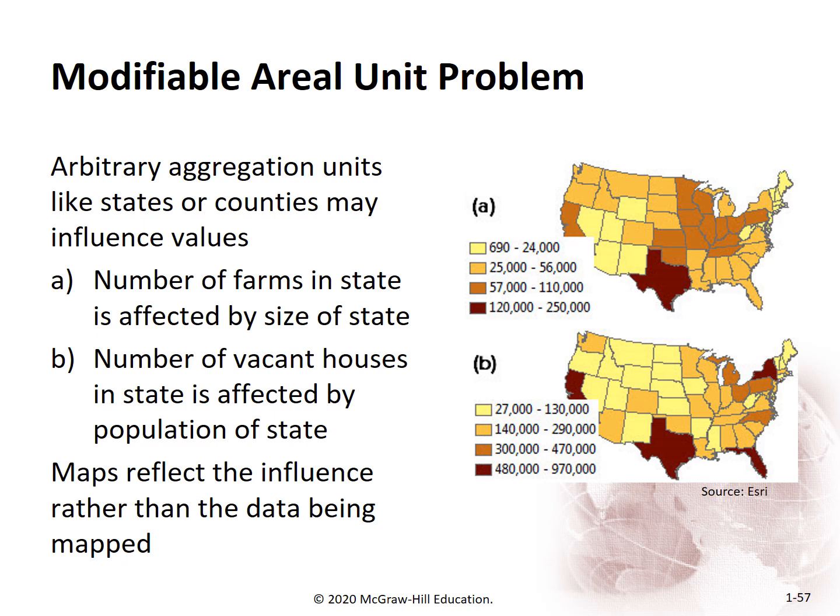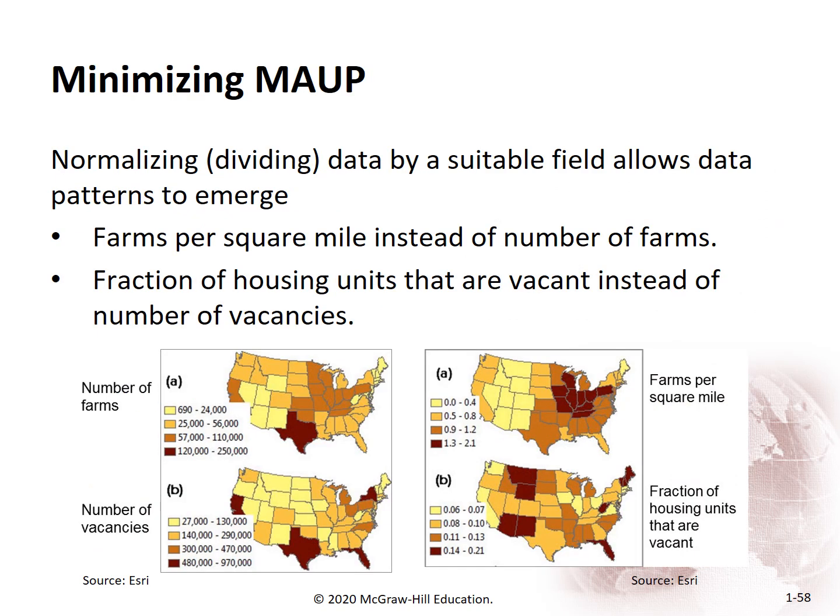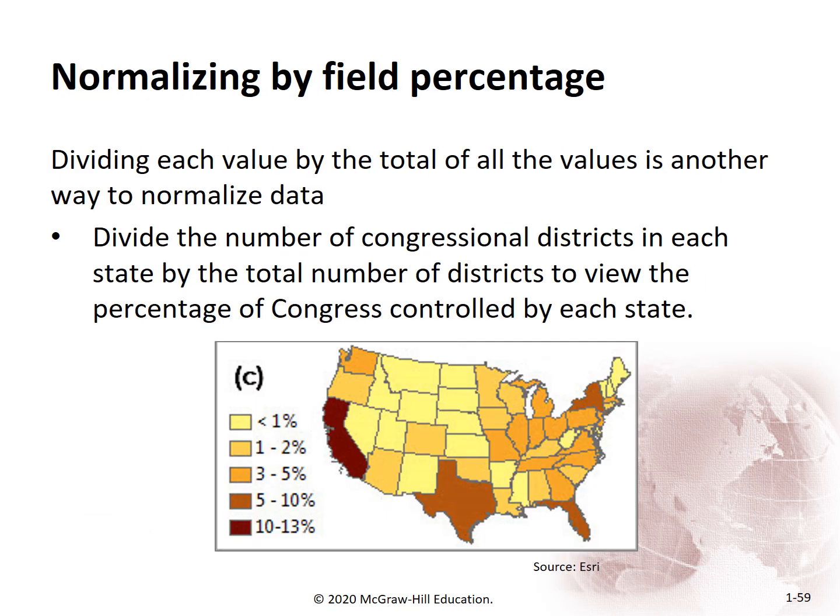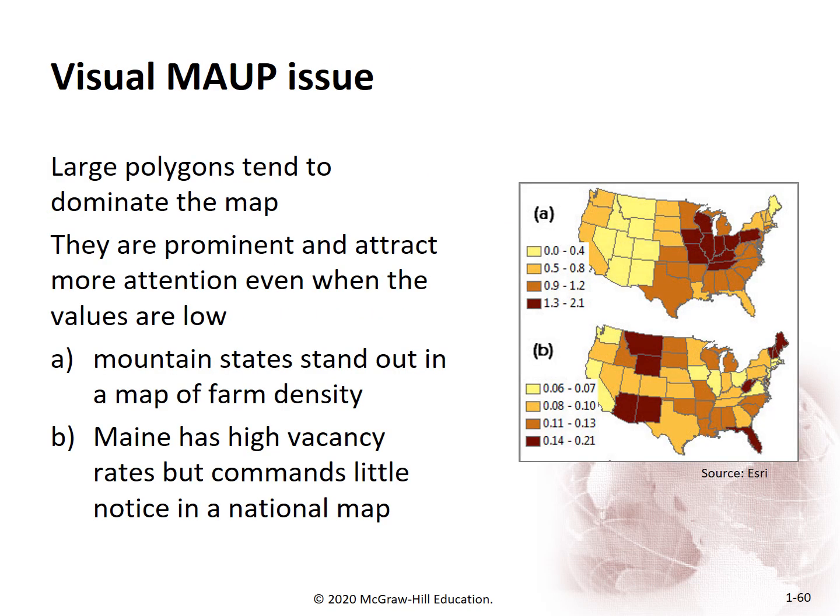Understand what the modifiable areal unit problem is: how arbitrary aggregation units like states or counties can influence values. We talked about it in class. Everyone looked at me like I was speaking Mandarin or something. We covered this. It was just a while ago. Know how you minimize it, how you normalize it, and then there's another version of it called visual map and what it actually means.